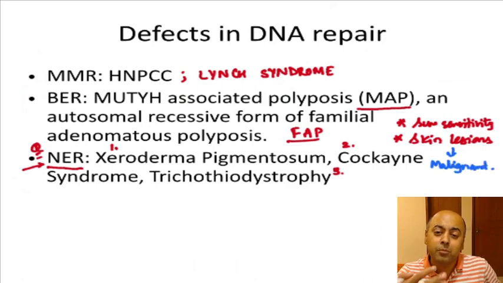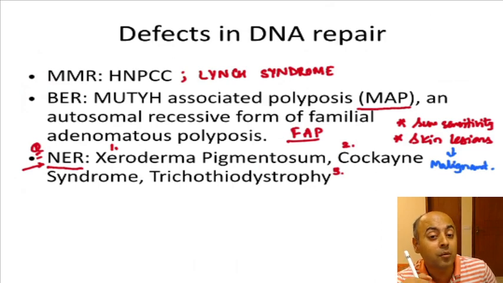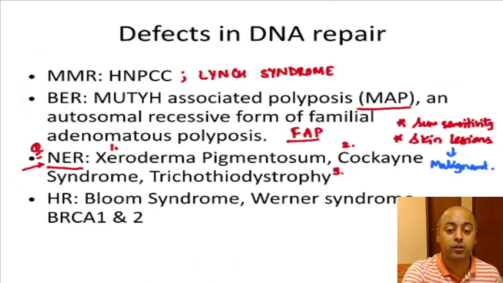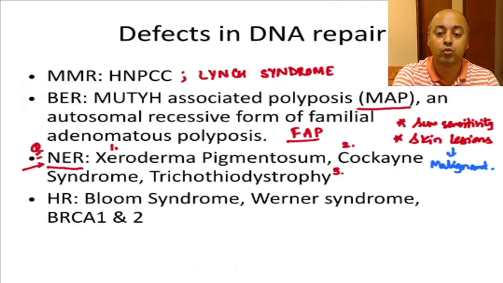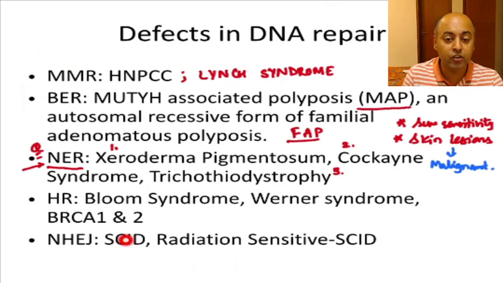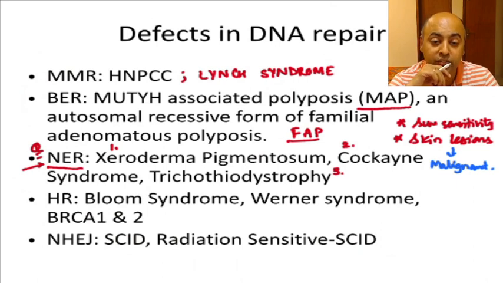So these skin lesions may develop not exactly into tumors but into cancers. In xeroderma pigmentosum, the tendency for the malignancy is very, very high. That is why it is called the most severe type. Whereas in trichothiodystrophy, the tendency for malignancy is very, very low. Therefore, it is called the mildest form of this spectrum. When the homologous repair is not working properly, in that case, we get some disorders like the Bloom syndrome, the Werner syndrome, and the BRCA 1 and 2, whereas in case of non-homologous end joining, we get the severe combined immunodeficiency and the radiation sensitive SCID. So Bloom syndrome, Werner syndrome, BRCA 1 with homologous repair defect, and the SCID with the NHEJ defect.